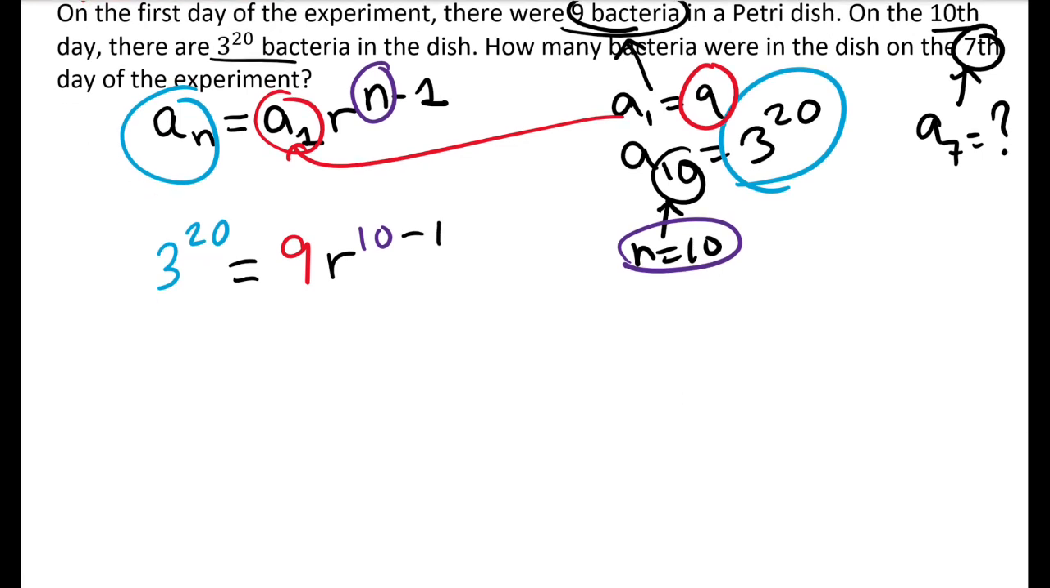All right, so we used the information they gave us. We're going to go ahead and simplify this now. So we got 3 to the 20th equals 9 r to the 9th power. Our goal is to figure out what r is, because we don't know what the common ratio is. What is this pattern that we're multiplying by to get to the next term, right? So we need to figure that out. And we can't figure it out right now until we solve it. So we're going to go ahead and divide by 9 on both sides.